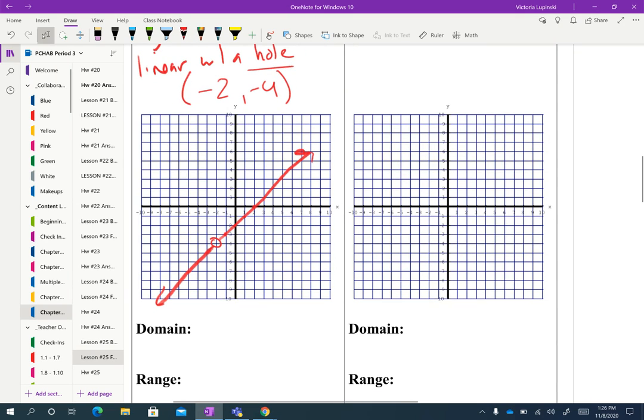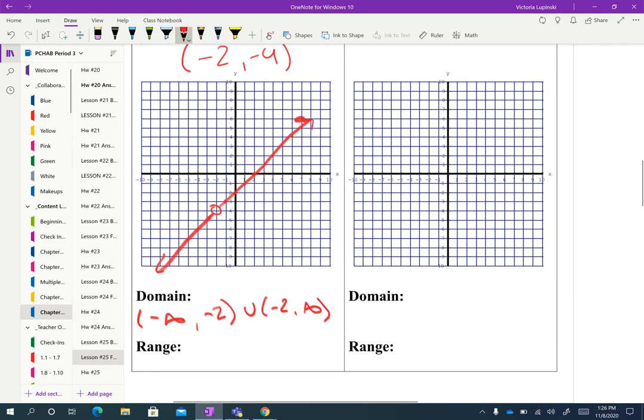How does that affect the domain and range? Well, for the domain, you only have to break at the x value of the hole, since there are no other values. Then for the range, you're going to break at the y value of the hole. And again, because it is no longer a rational function, you don't have any other asymptotes to worry about, and you're all good to go.